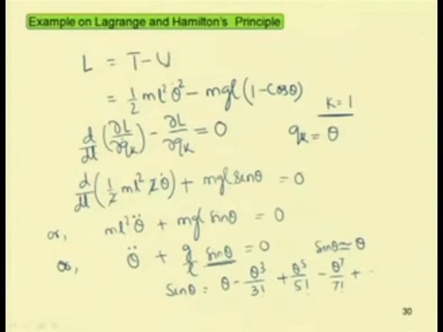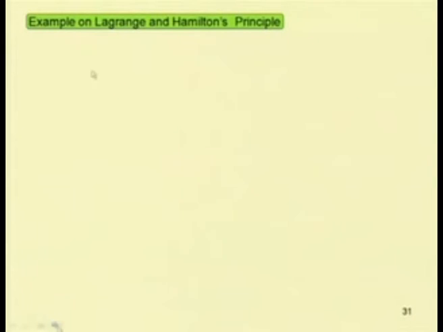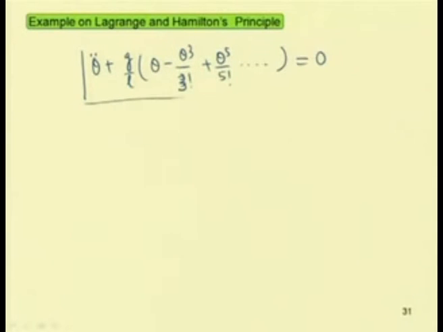So, the resulting equation becomes theta double dot plus g by L into theta minus theta cubed by factorial 3 plus theta to the power 5 by factorial 5, and one can go on adding these terms. So, this is equal to 0. So, this is the nonlinear equation of motion for the simple pendulum we have derived using Lagrange principle.